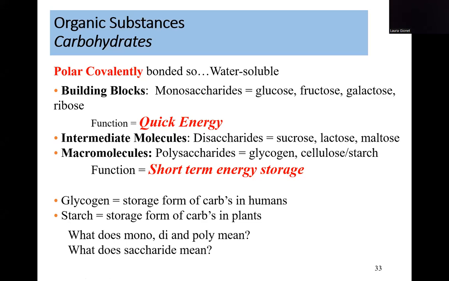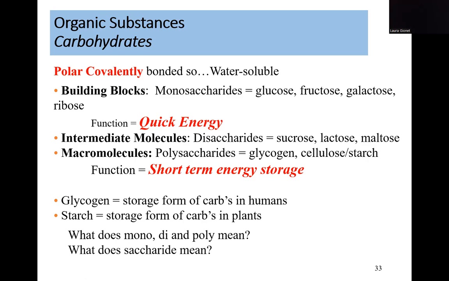And I'm going to start off by saying all these carbohydrates, because they're composed of sugars, they're all polar covalently bonded. So they are water soluble. Right? All right, the building block of a carbohydrate, the smallest repeating unit, is called a monosaccharide, one sugar. That includes glucose, fructose, galactose, and ribose. And their function is to act as a source of quick energy within those cells.